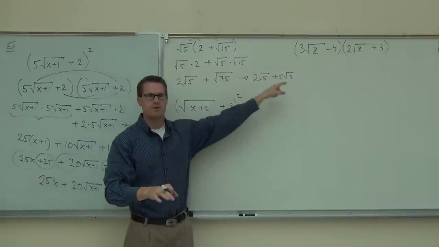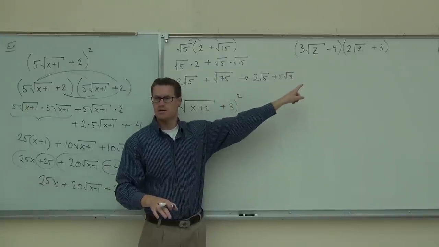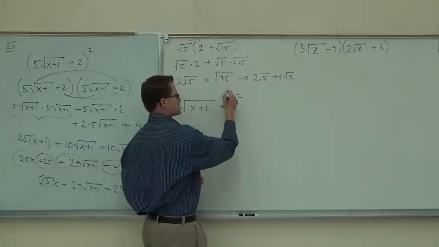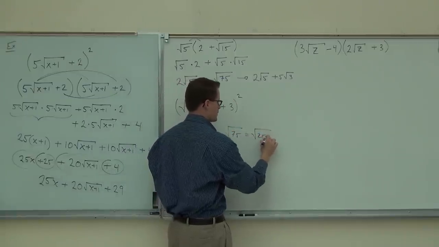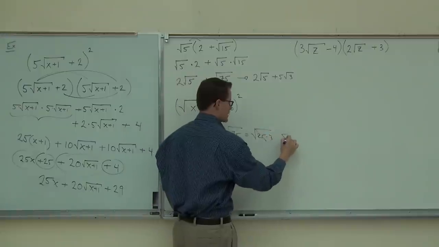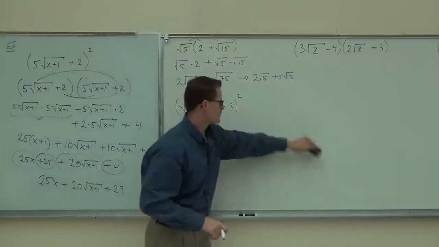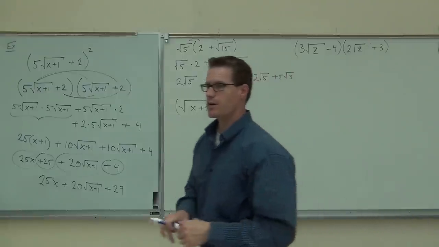Give me the square root of 75 into 5 root 3. Do you see how we're getting 5 root 3 out of that? Yes or no? Okay, 5 root 3, that's coming because this is 25 times 3. That gives you 5 root 3. Okay, I'll give you about another 30 seconds to wrap this one up, and then we'll work on that one.